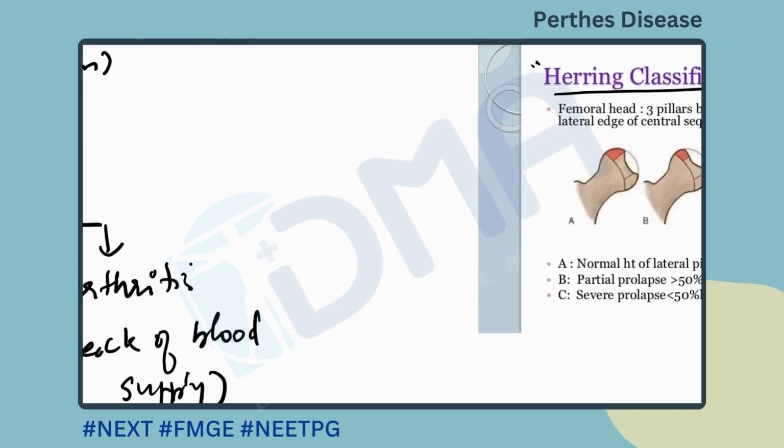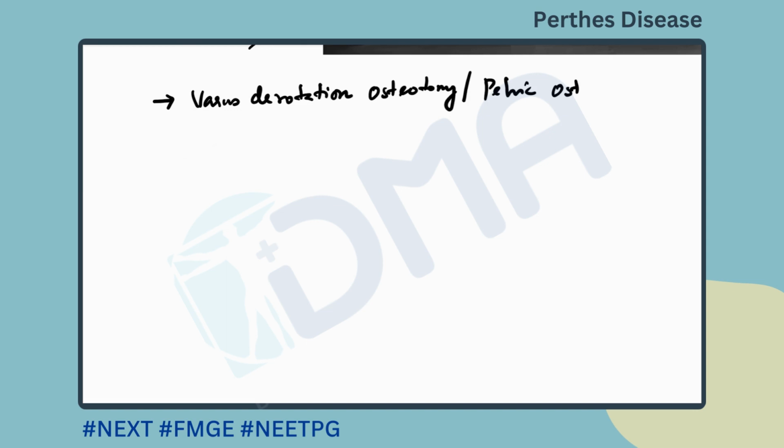If the child is not treated at the right time, if deformity is happening in the head, then he might require varus derotation osteotomy, or he can land up with pelvic osteotomy to contain the head. So these are the various treatment modalities for Perthes disease.